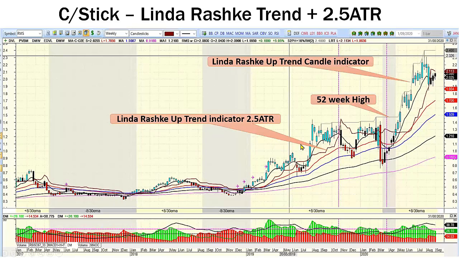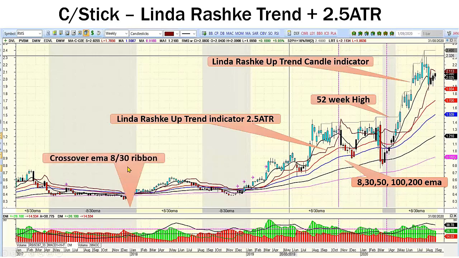She also has an uptrend indicator at 2.5 average true range. And once again, I've got 8, 30, 50, 100 and 200 EMA. Once again, I use the crossover ribbon 8-30.